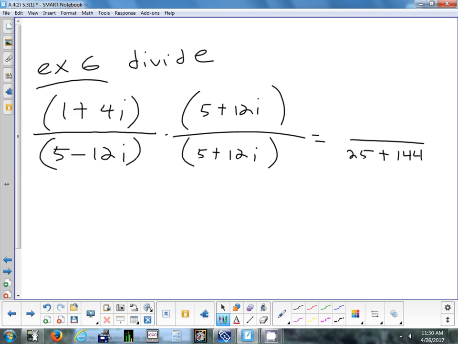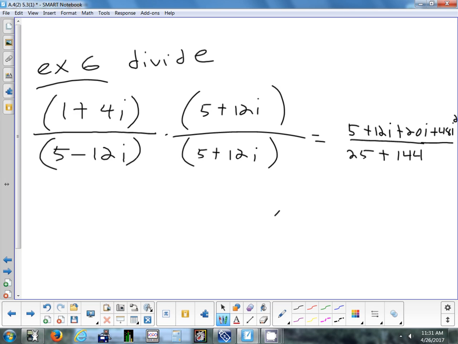Now, in the top, there's no shortcut. We just have to FOIL the whole thing out. So Dave, can you tell me how you FOILed it? The whole thing. Yep, just go one step at a time. I got 5. So 1 times 5, yep. Plus 12i. You got a 12i, right? Plus 20i. Yep, then we get 4i times 5, which is 20i. And the last term. Plus 48i squared. Yep, we got a positive times a positive, which is a positive. 4 times 12 is 48, i squared.